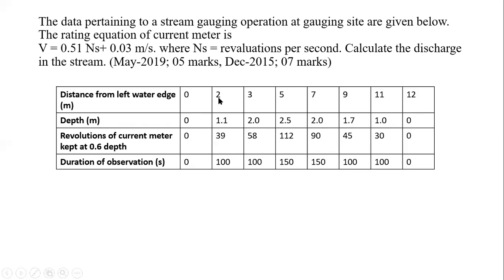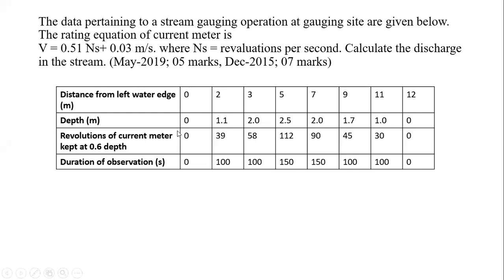Then the next vertical, where the observations regarding the depth and the velocities are carried out, is at 2 meters, then at 3 meters, 5 meters, 7 meters, 9 meters, 11 and 12. So we are going to assume the 12 is exactly on the right bank, or right edge, and the 0 is exactly on the left bank, or the left edge.